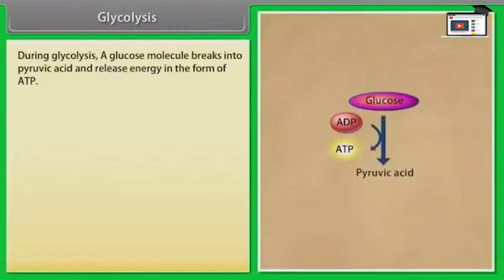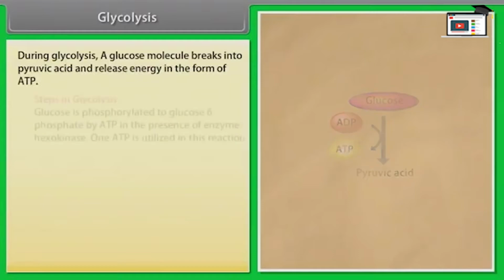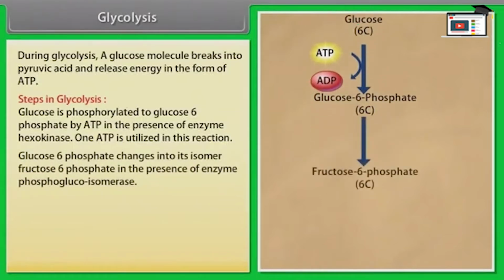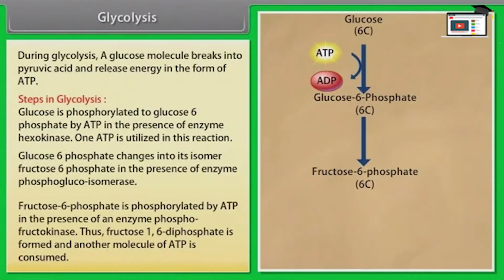Glycolysis. During glycolysis, a glucose molecule breaks into pyruvic acid and releases energy in the form of ATP. Steps in glycolysis. Glucose is phosphorylated to glucose 6-phosphate by ATP in the presence of enzyme hexokinase. 1 ATP is utilized in this reaction. Glucose 6-phosphate changes into its isomer fructose 6-phosphate in the presence of enzyme phosphoglucoisomerase.